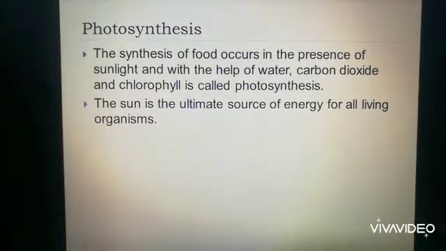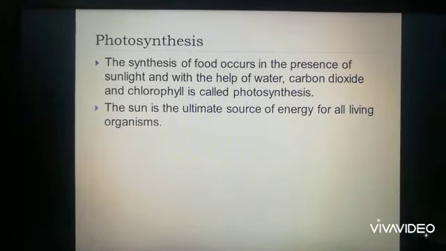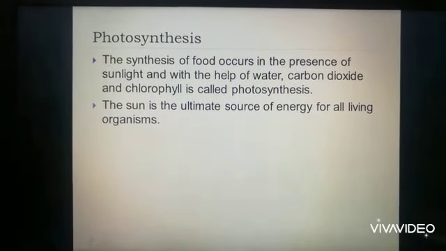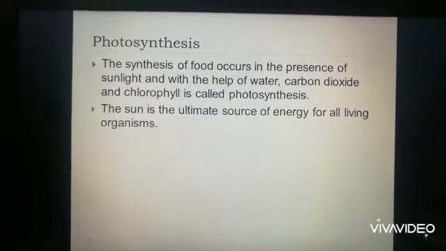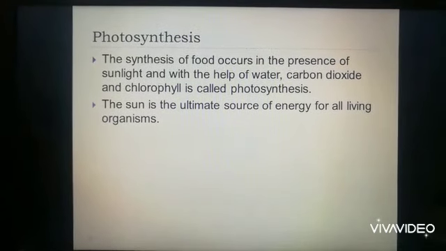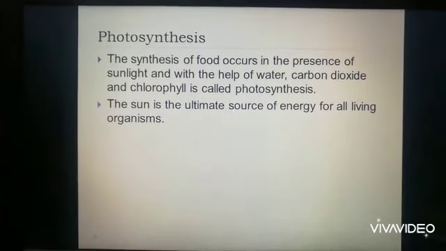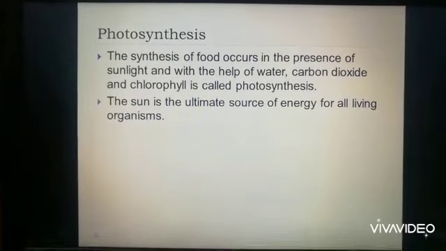Here the sun is the ultimate source of energy for all living organisms. The word photosynthesis splits into two words, photo and synthesis. Photo means light, and synthesis means to make. With the help of light, if organisms are making their food, that is called photosynthesis.